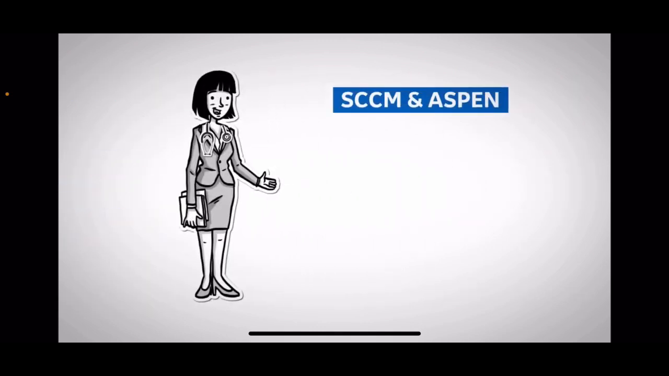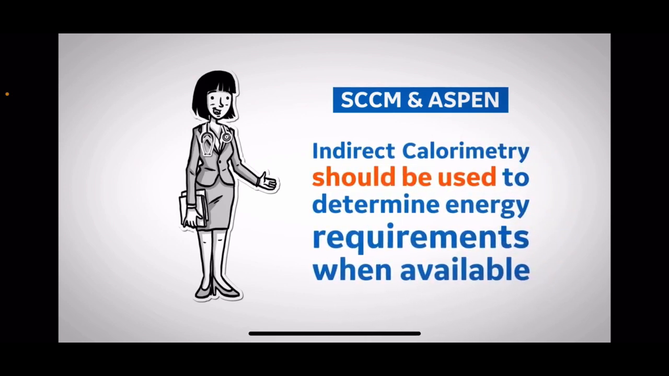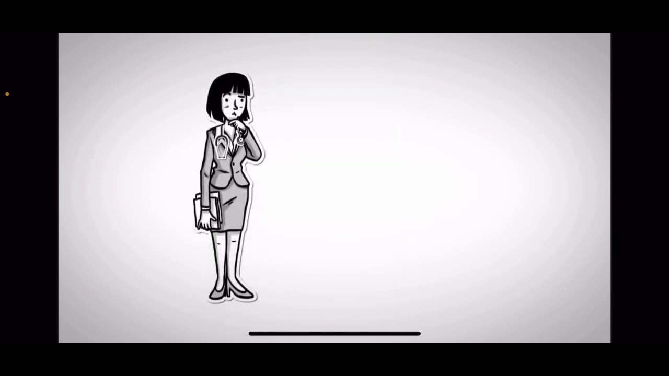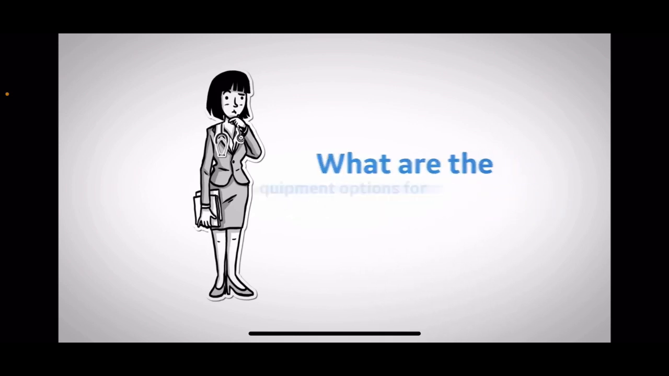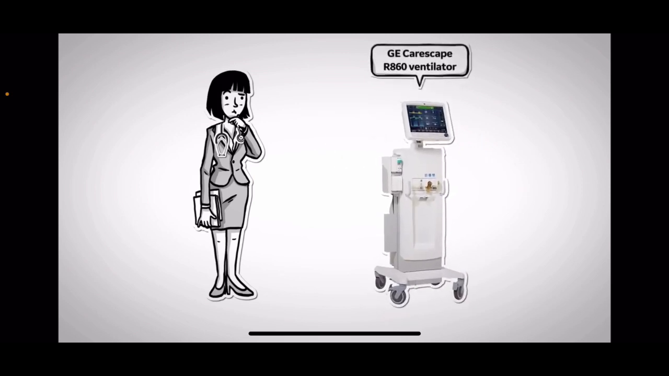According to the Society of Critical Care Medicine and the American Society for Parenteral and Enteral Nutrition 2016 guidelines for the provision and assessment of nutrition support therapy in the critically ill patient, indirect calorimetry should be used to determine energy requirements when available. That means if you've been asked to follow SCCM and ASPEN guidelines, you should be using indirect calorimetry. So the next question people ask is, what are the equipment options for indirect calorimetry? Equipment options include metabolic carts, handheld or tabletop devices, or, and I find this to be the easiest, an indirect calorimetry or airway module built into a mechanical ventilator.